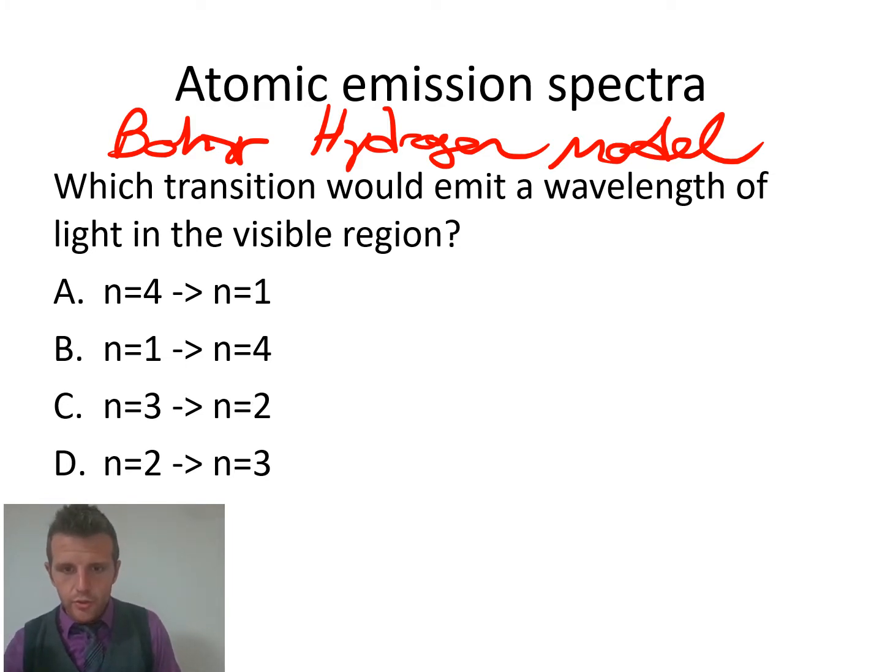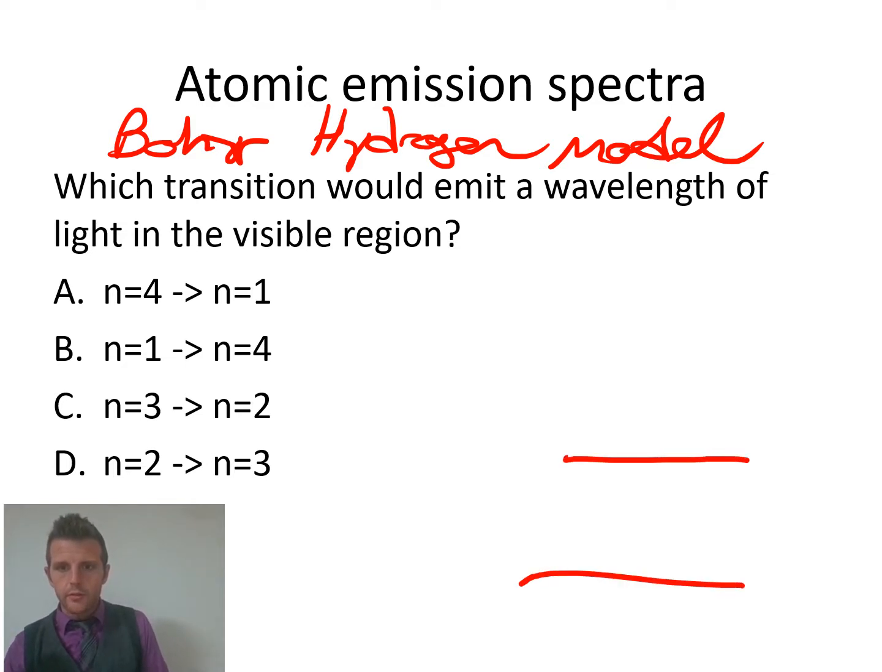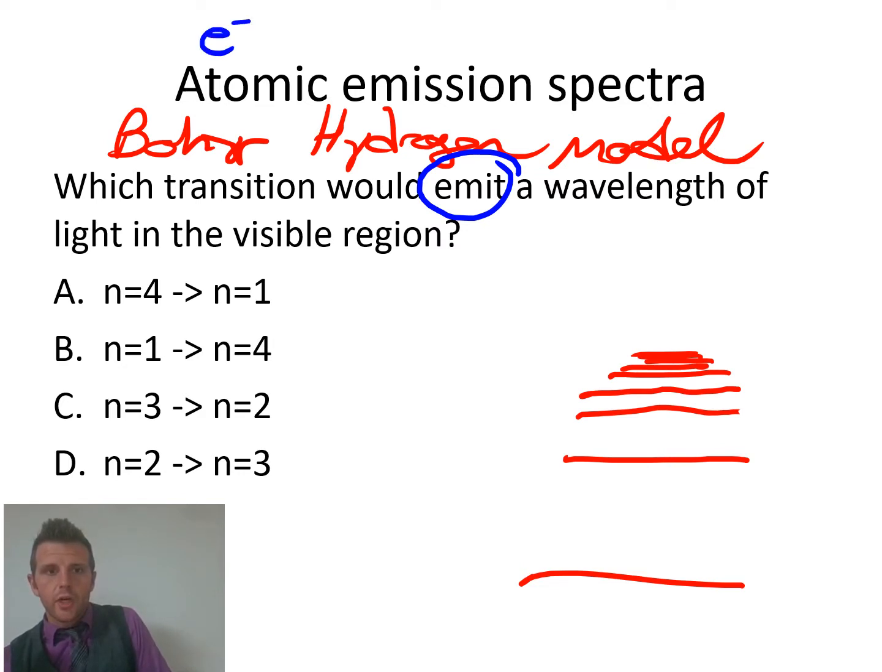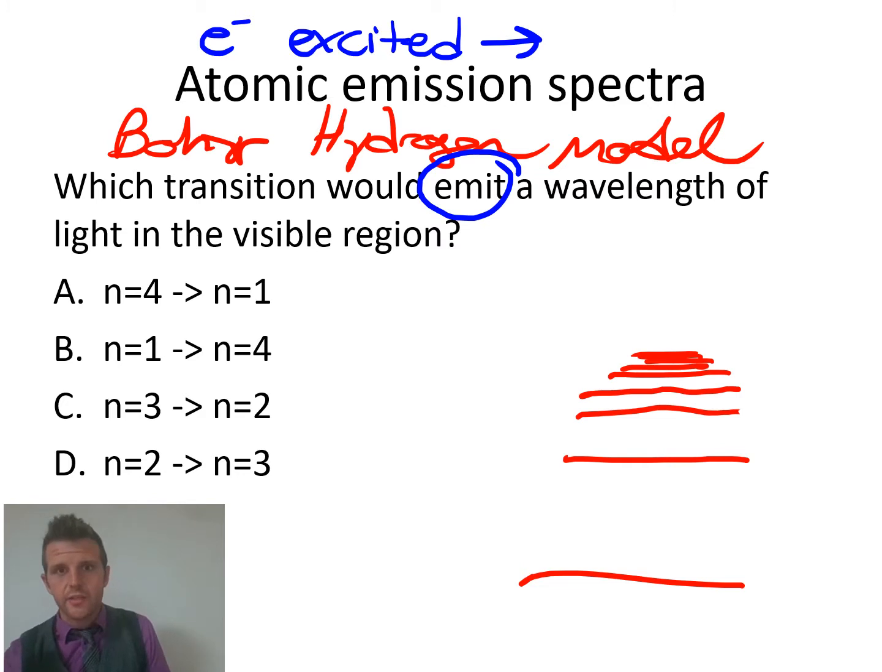Let's go ahead and draw these electronic transitions. Ground state, 2, 3, 4, 5. And they get closer and closer and closer. So key words: emit. That means we are going to have an electron going from an excited state to a lower state. It doesn't necessarily need to be a ground state.